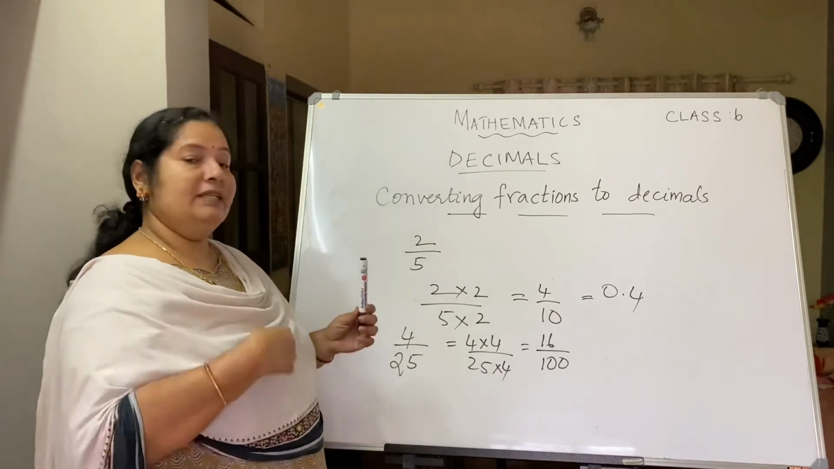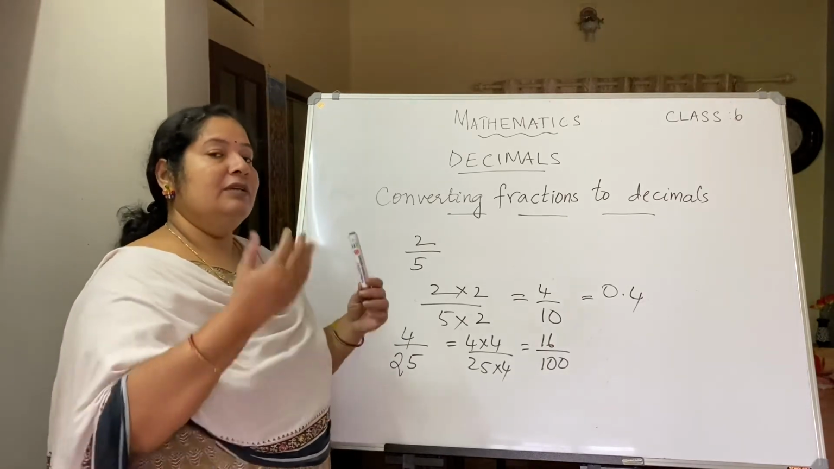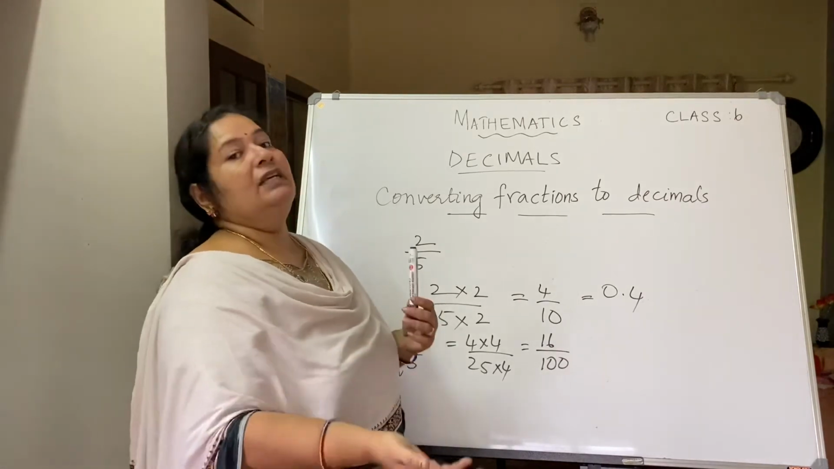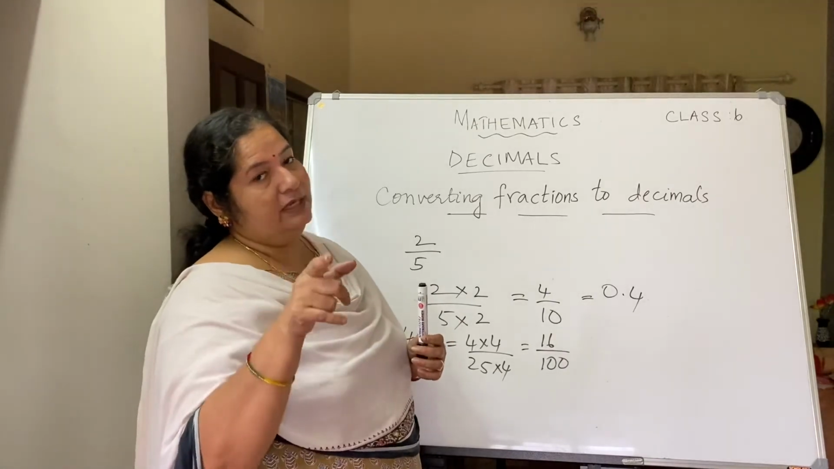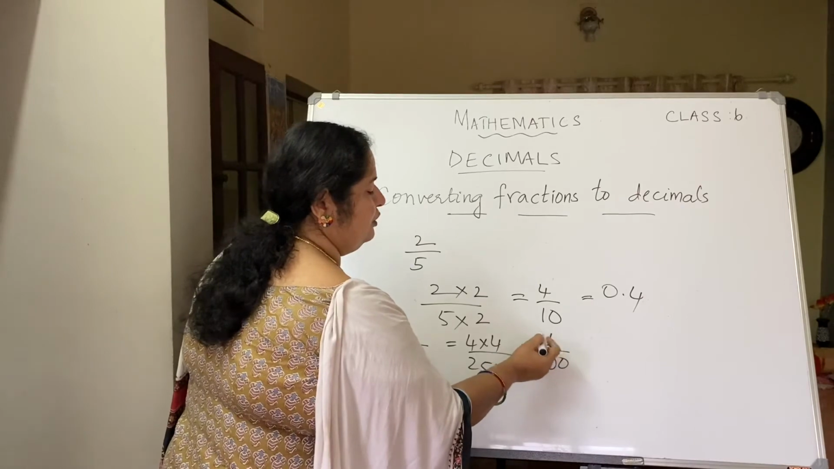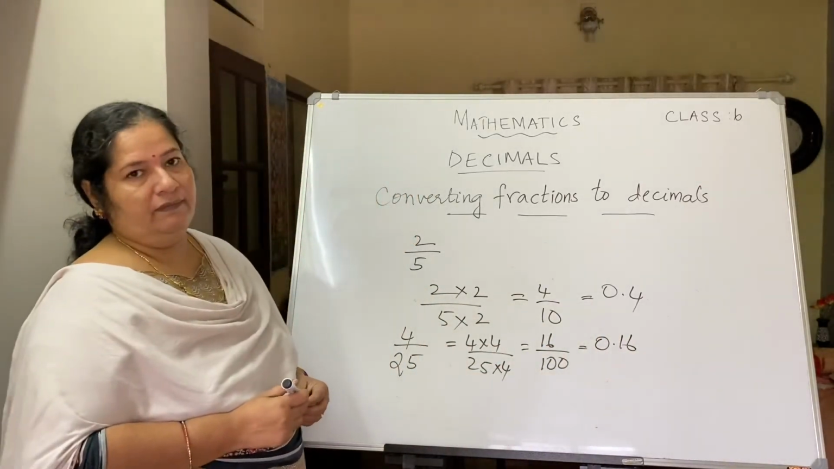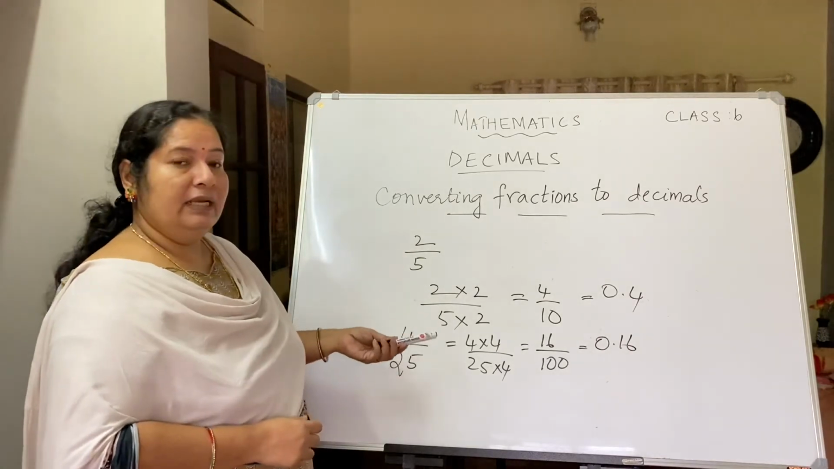Now how to convert this into a decimal? 16 is 16.0. Shift how many places? 2 places towards the left. Why? Because there are 2 zeros in the denominator. So shifting 2 places, you have 1, 2. This will be 0.16. So is it clear how to convert?